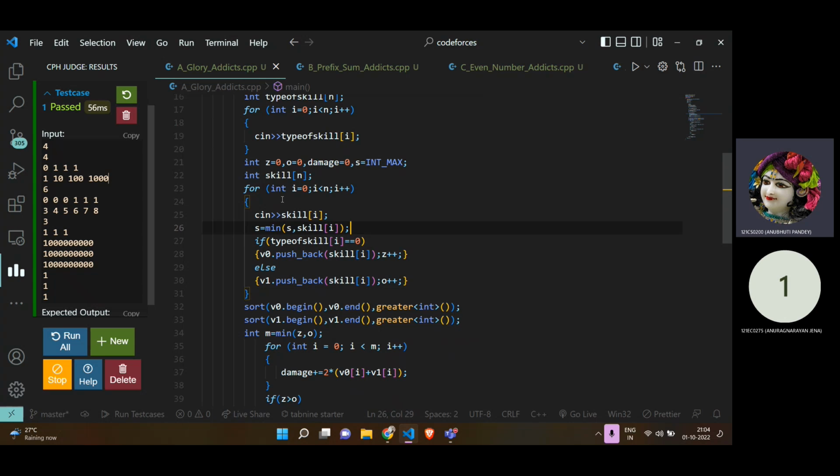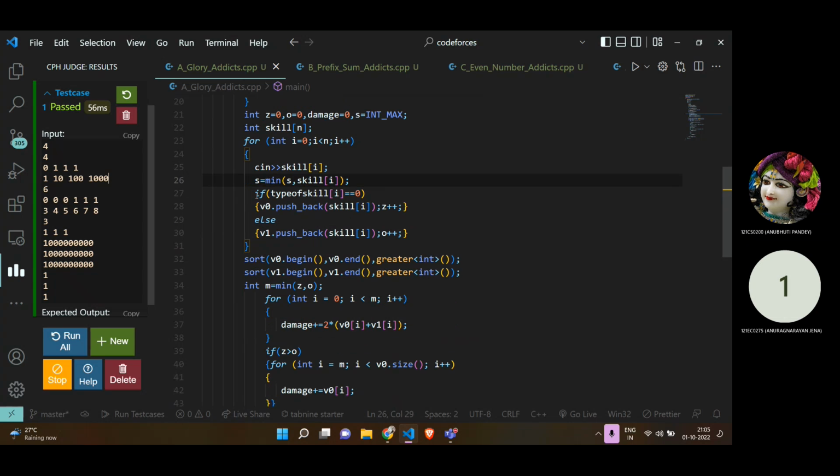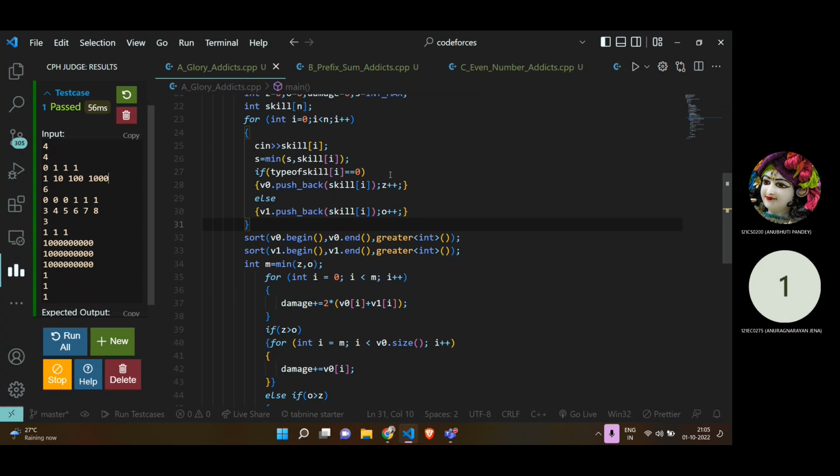While taking the input of skills, we are going to find the minimum skill. We'll use this afterwards. Also, you can just segregate the skills of type 1 and type 0 at the time of input. We'll push all the skills of type 0 in the 0th vector and skills of type 1 in the type 1 vector and count their numbers respectively in Z and O.